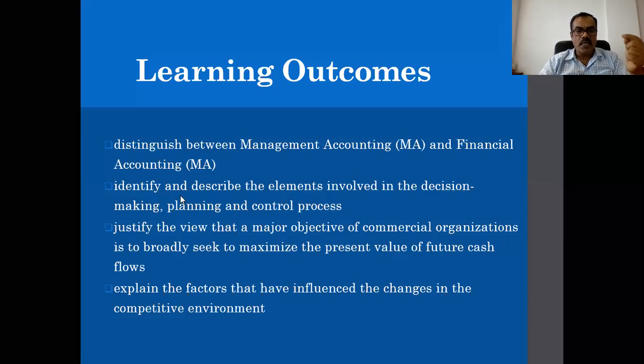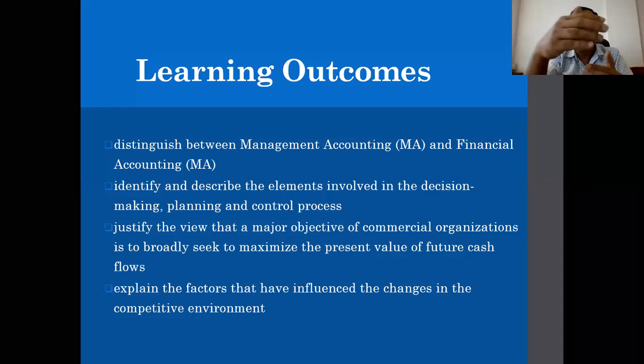Number two, identify and describe elements involved in decision making, planning, and control process. Actually, this second learning outcome has been derived from general management. We know that when we carry out anything, no matter whether it is a business, individual, at home, private, public, everywhere, if you want to do something in an organized manner, you have to plan it, you have to arrange it. So you need to do it in a systematic way. That is what we call planning and control process.